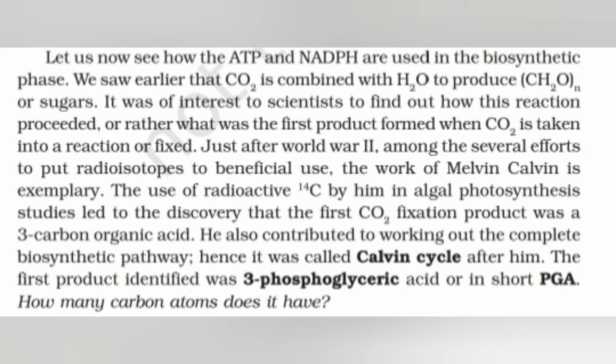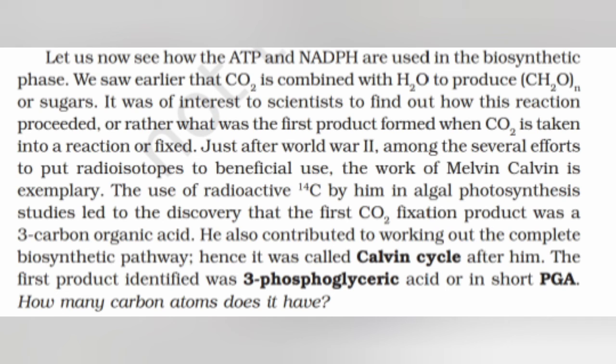Just after World War II, among the several efforts to put radioisotopes to beneficial use, the work of Melvin Calvin is exemplary. Exemplary means very important. The use of radioactive carbon-14 by him in algal photosynthesis studies led to the discovery that the first CO2 fixation product was a 3-carbon organic acid. He also contributed to working out the complete biosynthetic pathway. Hence, it was called the Calvin cycle after him.